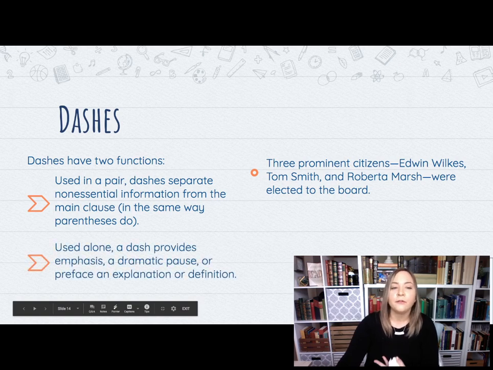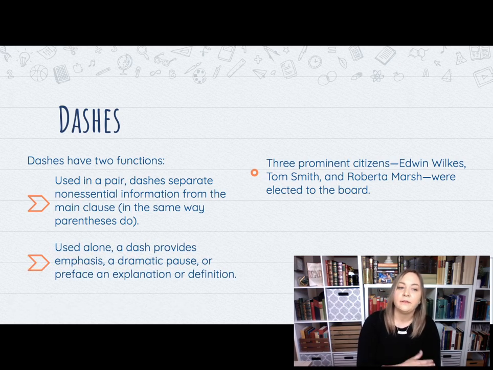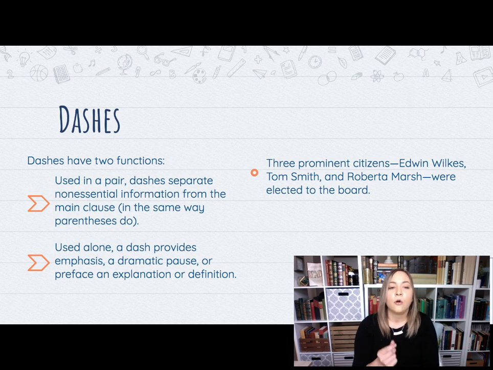Right? And then our other function is, unlike parentheses, dashes can be used on their own, guys. So if they stand alone, right, so together they're functioning like parentheses. Standing alone, they function like a colon, okay? So when alone, they have a couple different functions, a little more diverse than the parentheses, okay? So on its own, a dash in your writing provides emphasis, okay, kind of a dramatic pause, or it'll preface an explanation or definition, okay, so the same way a colon does.